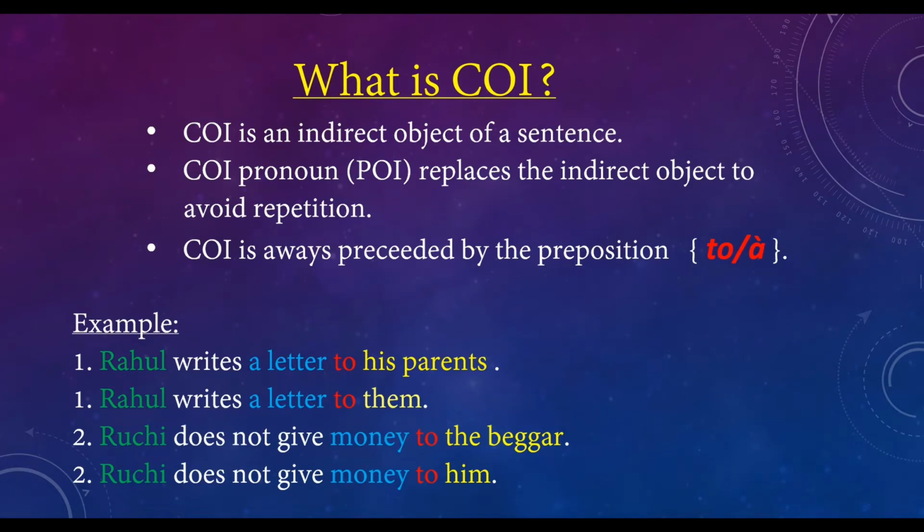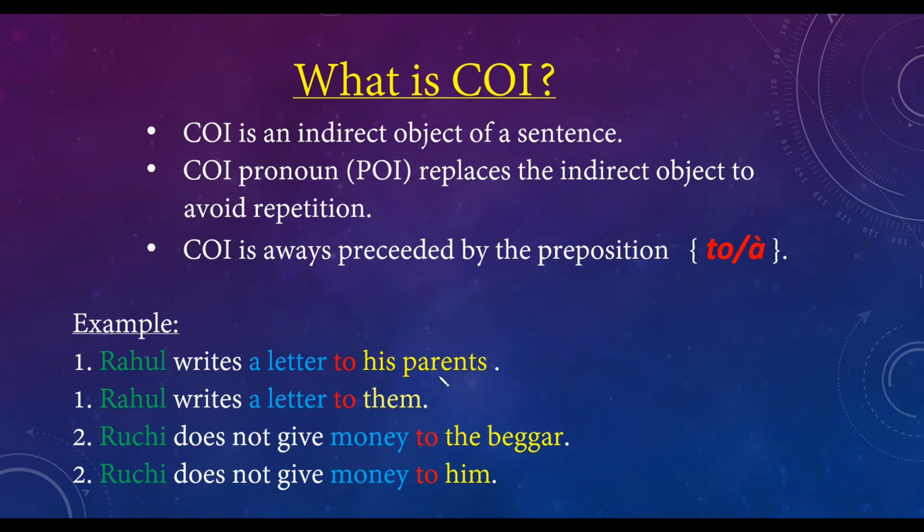First of all, let us discuss what is a COI. COI is an indirect object of a sentence. Now, what does it mean? Let me show you with help of an example in English. Later on, we will proceed to French. Example number 1. Rahul writes a letter to his parents.